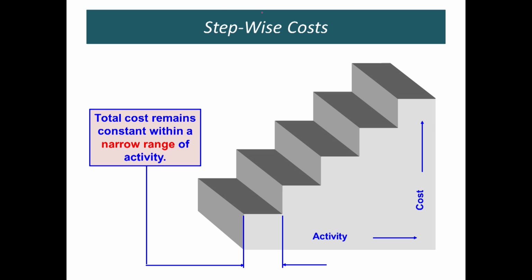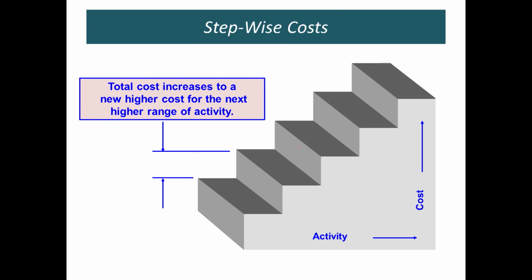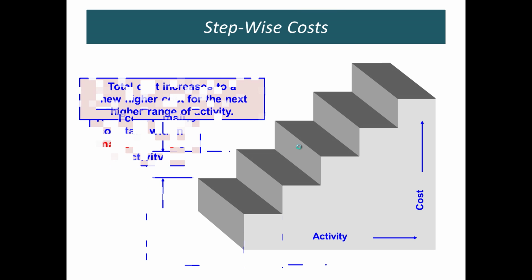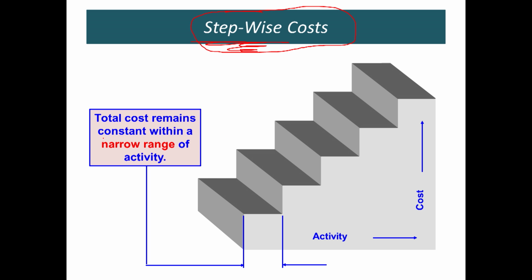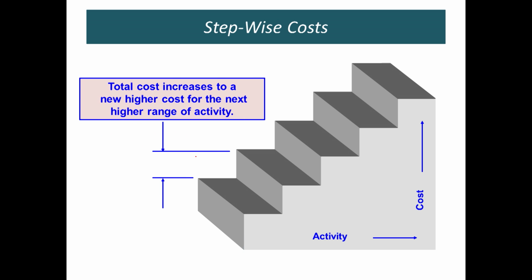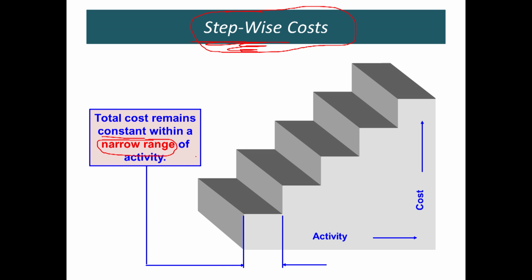Now let's talk a little bit about what we call stepwise costs. Stepwise costs. This is a cost that changes as activity changes, but it does remain constant within a narrow range of activity. Okay? Now, the best example I ever heard about this was one that a student gave me years ago, and I told her I would use it forever. So let me tell you about her example of a stepwise cost.